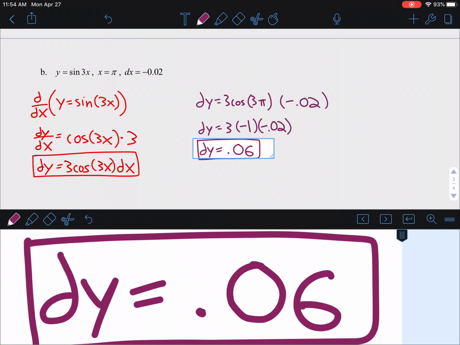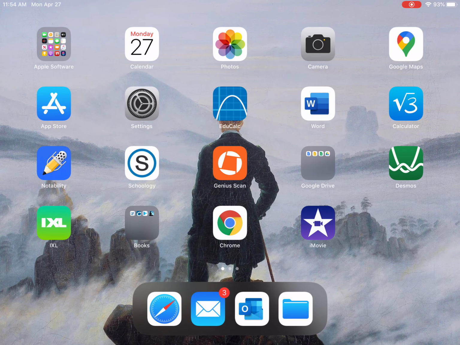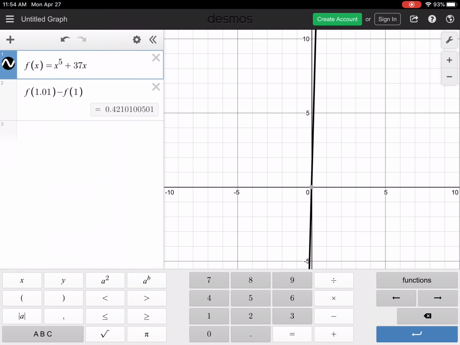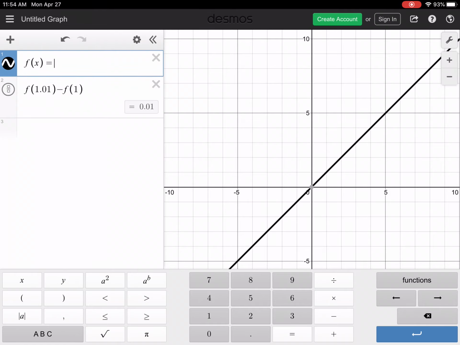Again, I'm doing this 18th century style. How good of an approximation is this? All right, let's check this out. So let's go back to Desmos. I'm going to change my function here to be sine of 3x.